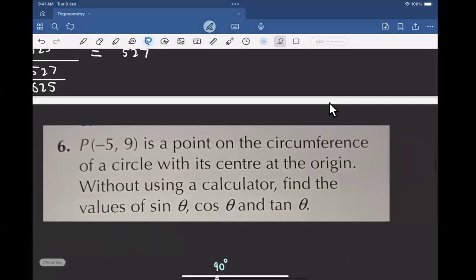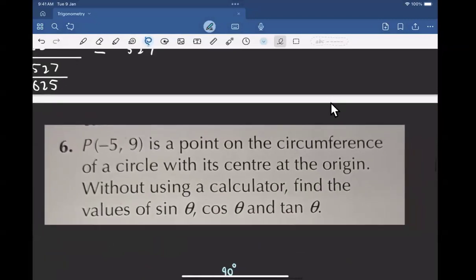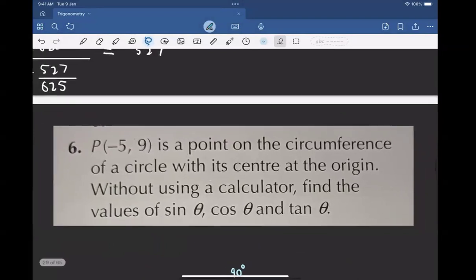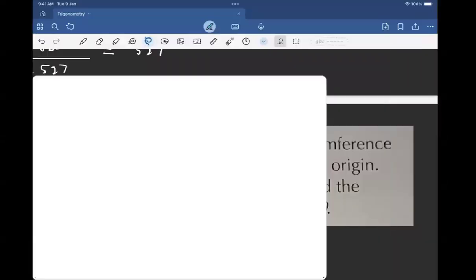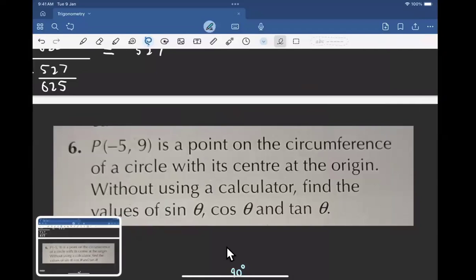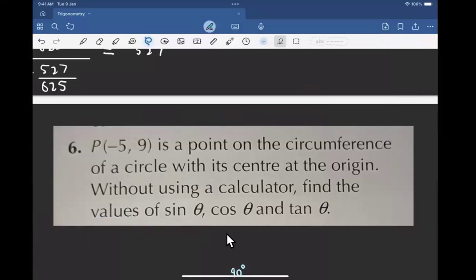You all can try this question for homework. I will send this question in the chat for homework. That's it, guys. Next class, we're going to be doing more questions like this, and we're going to move on to trigonometric equations.